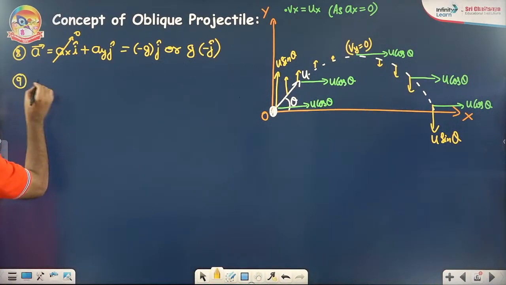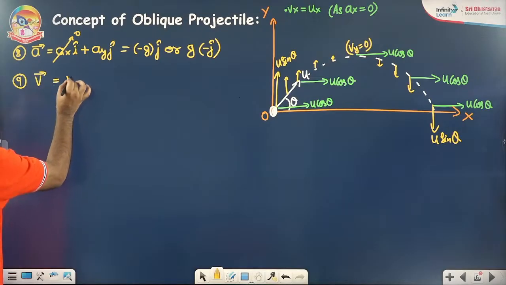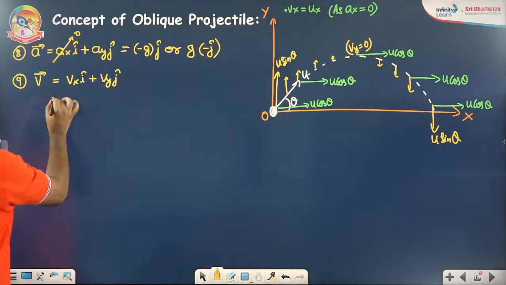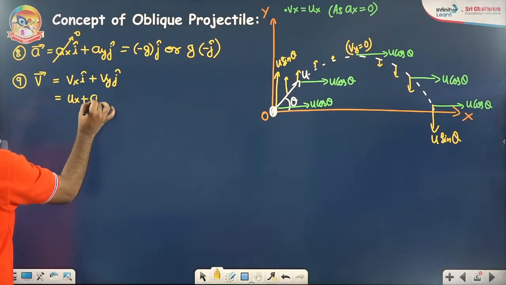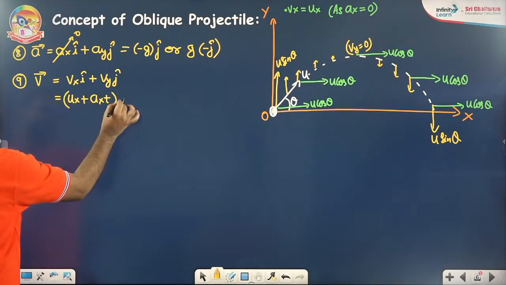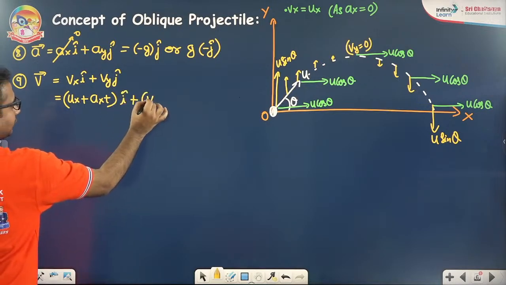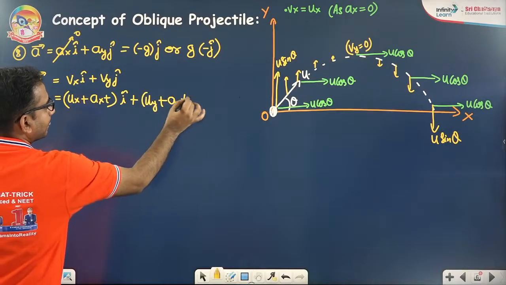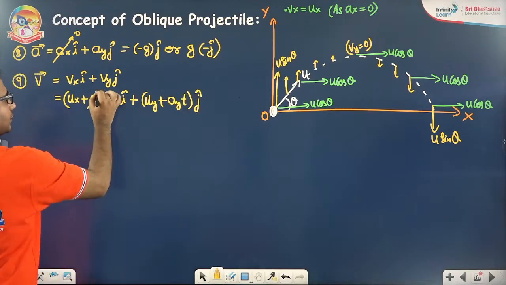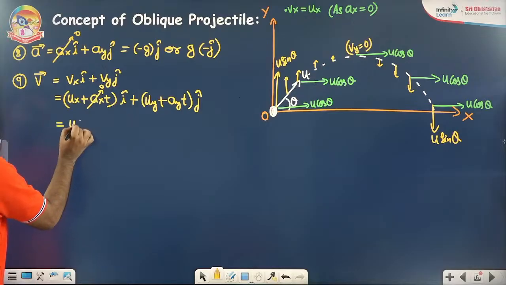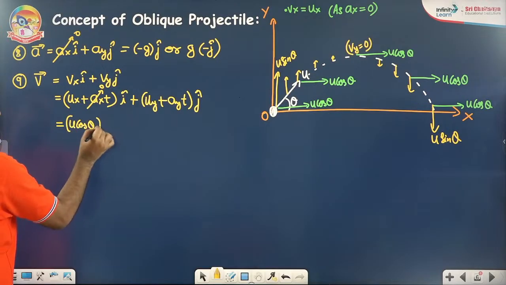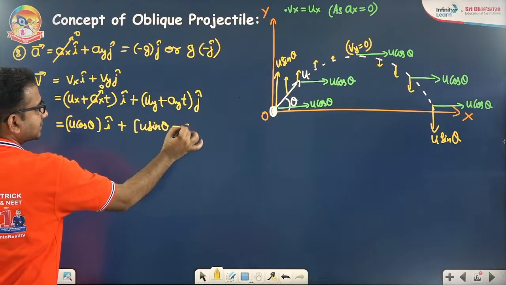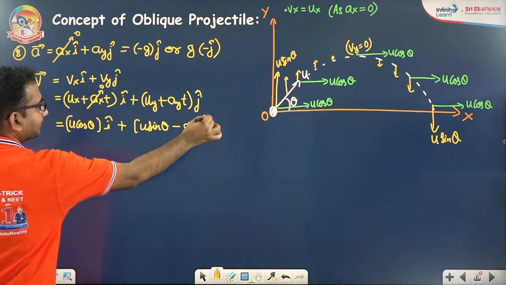All right, these are the things. Number 9, if I talk about velocity vector, then that is Vx i cap plus Vy j cap. So that will be ux plus ax into t i cap plus uy plus ay into t j cap. When you substitute all the values, keeping ax 0, what you get is u cos theta i cap plus u sin theta minus gt j cap.